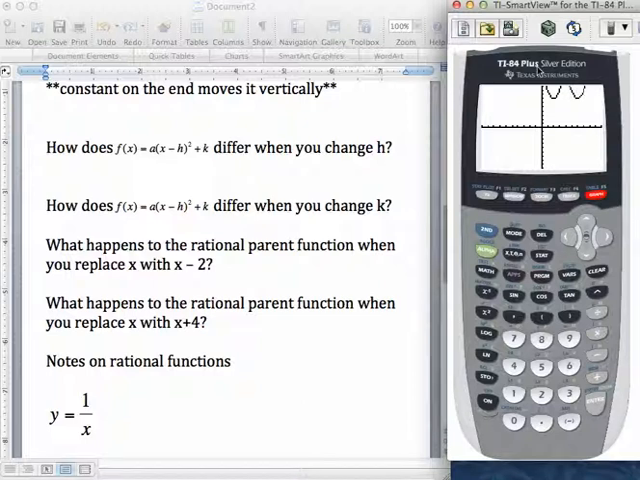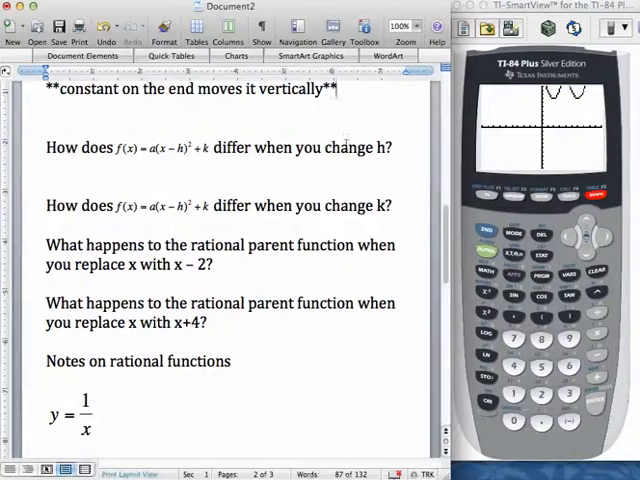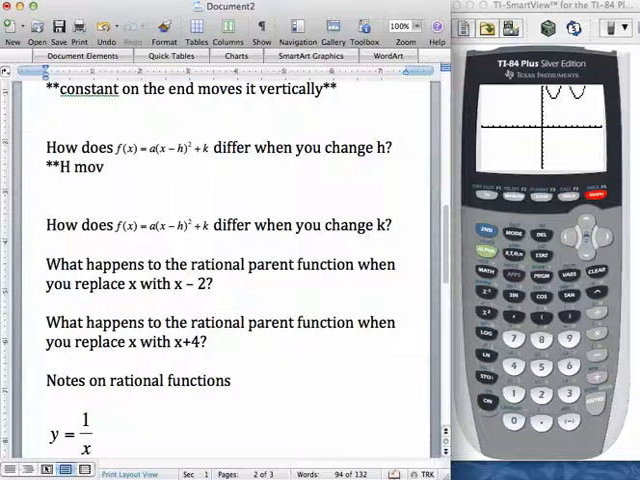Okay. The graphs look the exact same, but they moved horizontally. So I can tell, even though I had no idea before, just by plugging in numbers, I can say H moves the graph horizontally. And we already talked about, minus moves it right, adding moves it left. Okay? Same thing. But what about the next one where it says, how does it change when you change K?